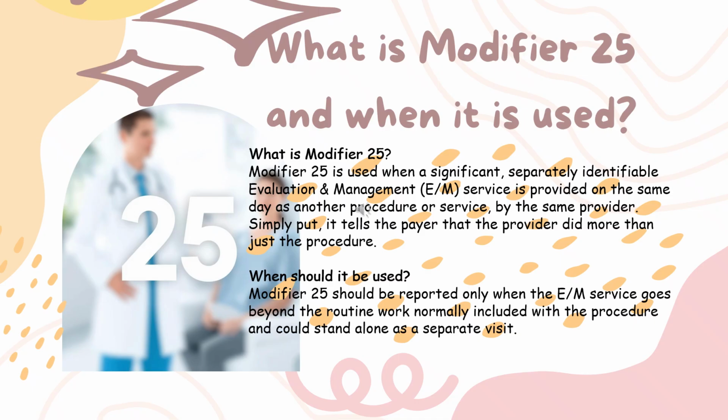Modifier 25 is applied when a significant, separately identifiable evaluation and management service is provided on the same day as another procedure or service by the same provider. In other words, it signals to the payer that the evaluation and management service went beyond the routine work that usually comes with the procedure. Now let's look at an example to make this concrete.